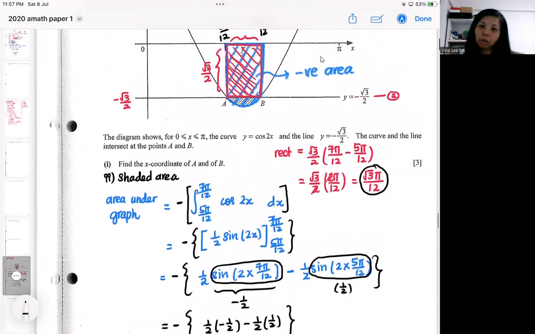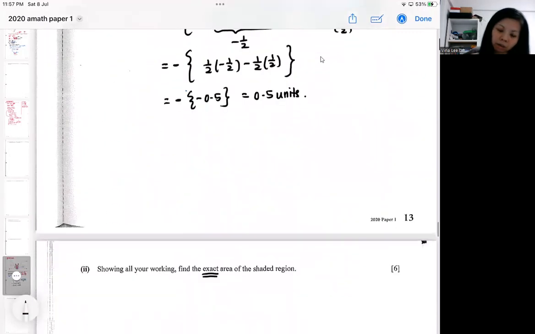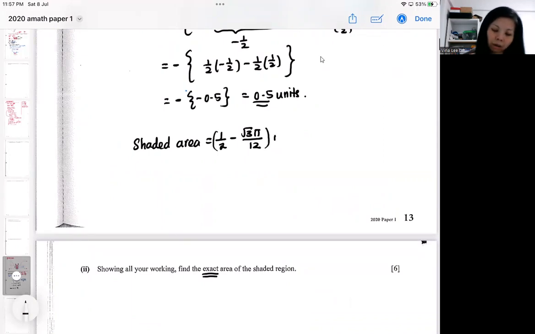So the shaded area will be the positive area under the graph, which is the half, subtracting the rectangle. So it's up to you if you would like to combine into a single fraction, that will be fine as well. You will make the same denominator. If you don't, that's fine as well.